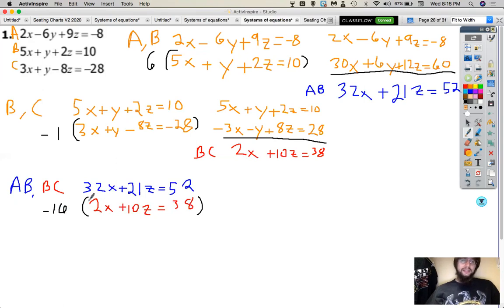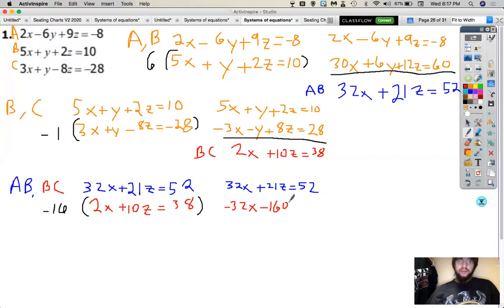I'm going to eliminate the x's. That's a positive 32. I need to make this a negative 32. So I need to multiply by negative 16. Okay, I'm going to copy down A, B, this guy, the blue one, because I haven't done anything to him. I'm just going to copy him down. I'm going to multiply by negative 16. That's going to be negative 32x minus 160z.